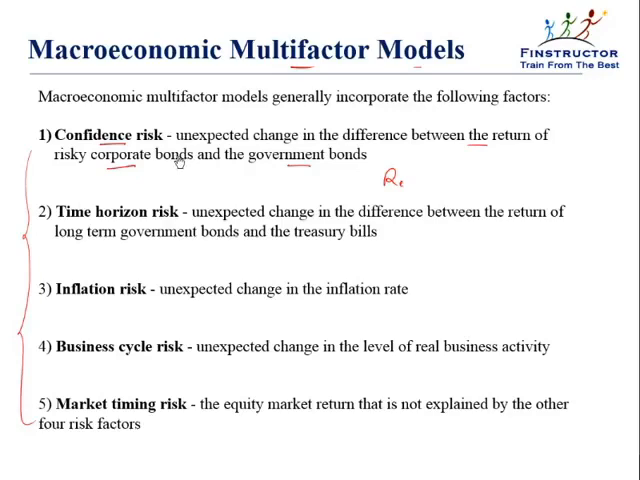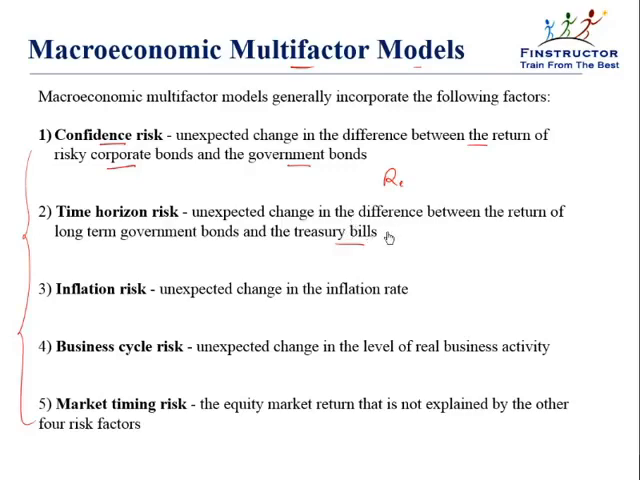So if the confidence in the economy goes down, then the value of equities again goes down. So that's the risk I'm taking. I should be given a return, or I should be compensated for this risk. There is a time horizon risk, that is the difference between the return of long-term government bonds and treasury bills. So if long-term rates go up, equity values are calculated by discounting long-term cash flows. And that is additional risk because there is no guaranteed fixed return that I have been promised.